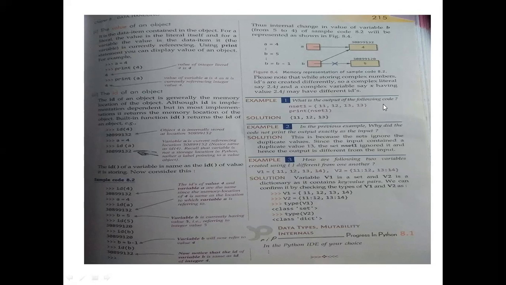So these are some examples. What is the output of the following code? For example, this set: myset = {11, 12, 13, 13}. If I write print(myset), the values 11, 12 and 13 come. So why are both 13s not present in this set? As you know, a set doesn't allow duplicate values. That's why the second 13 does not come, only 11, 12, 13 come as the output.